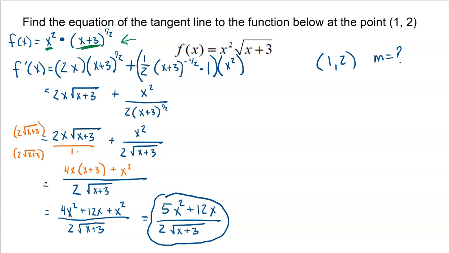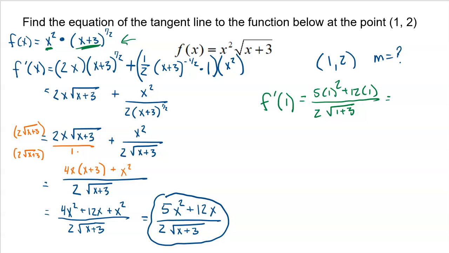So now it's time for me to go ahead and find the slope. I already have my point. All I need now is the slope. So once again, I'm going to simply plug 1, my x value, into the derivative. So I have 5 times 1 squared plus 12 times 1, all divided by 2 times the square root of 1 plus 3.